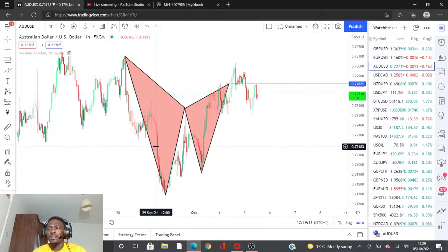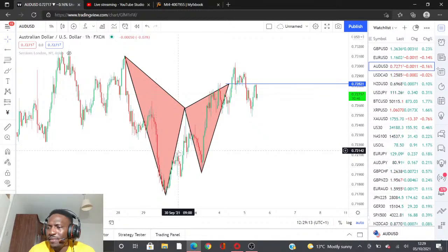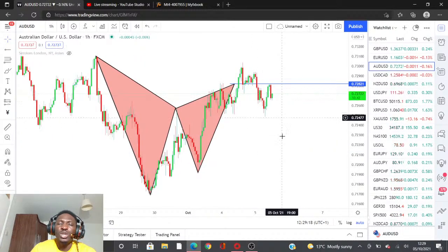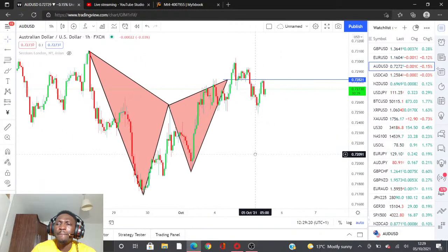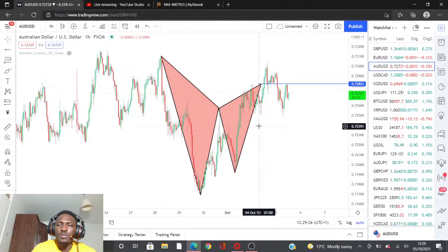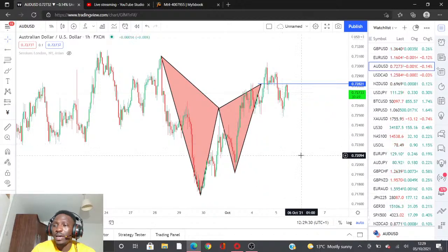And I told you guys I wasn't going to delete this drawing. I'm going to leave it there because I do expect this market to go down, because we've got this bearish advanced pattern. The final market is heavily bearish on a higher time frame. So yeah, we could get that move.